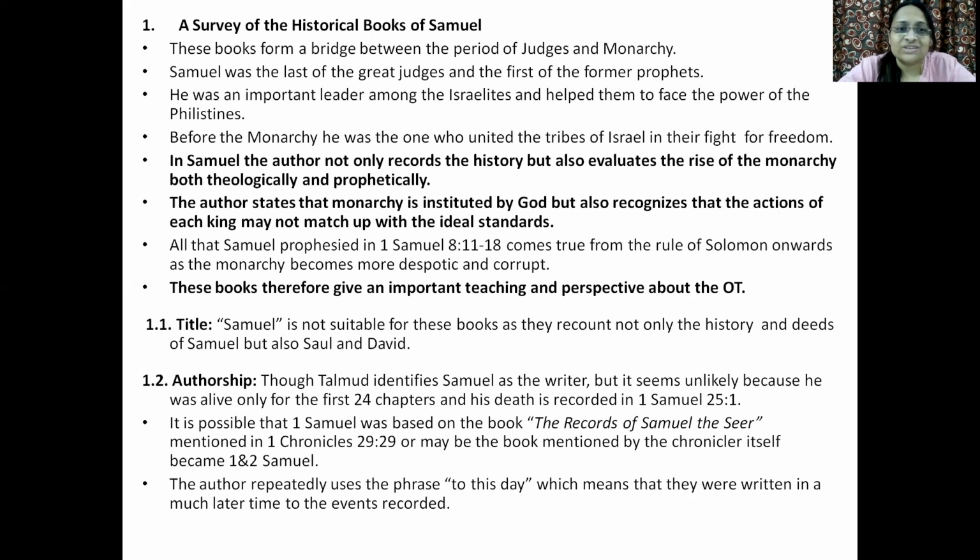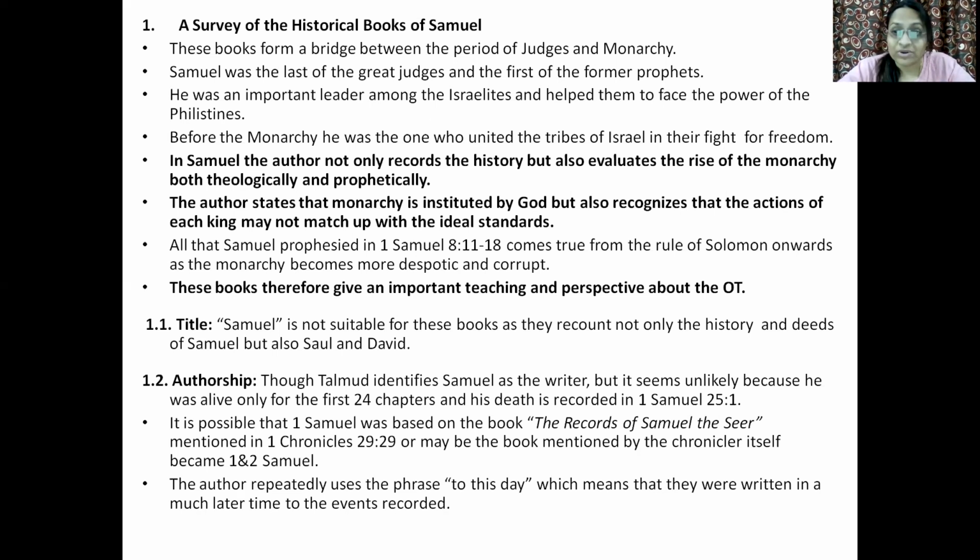Samuel was the last of the great judges, and he was the first of the former prophets. He is not among the writing prophets, but he is a former prophet. He does not have a prophetic book associated with him. That is why he is not called a writing prophet. He has written other books, but none is a prophetic book associated with his name. So Samuel was the last great judge and the first of the former prophets.